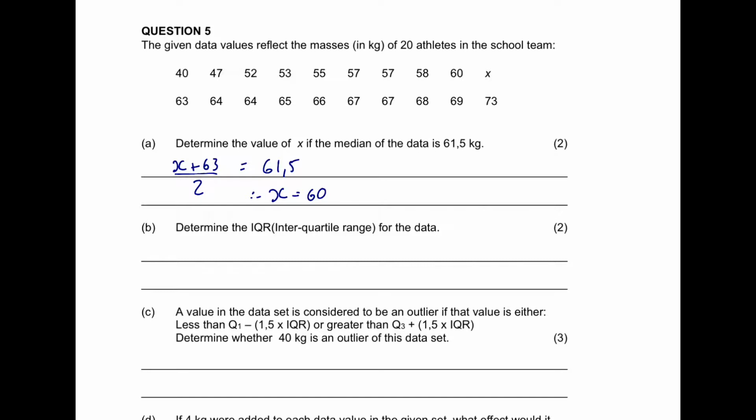Right, the interquartile range. Quartile 1 would be in between 55 and 57. And quartile 3 would be in between 66 and 67. So those two values then for the interquartile range, we would say quartile 3 minus quartile 1, so 66.5 minus quartile 1, which is 56, and that gives us an interquartile range of 10.5 kilograms.